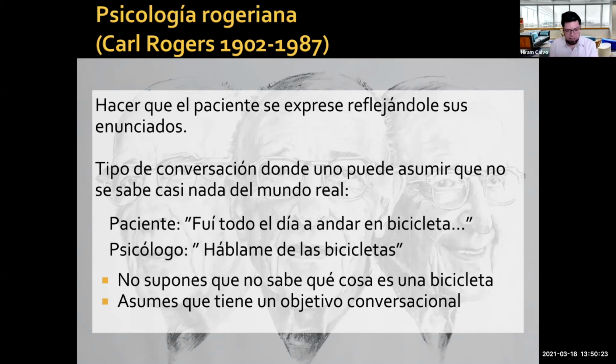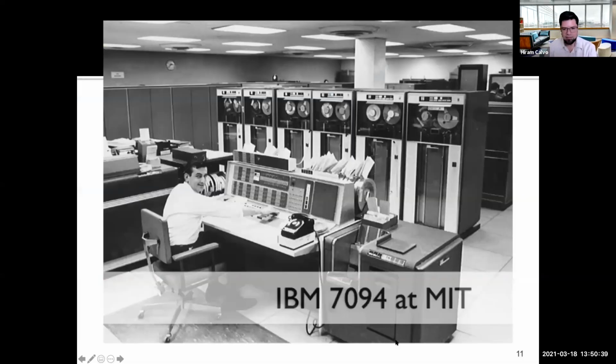So this is assuming that the patient has a conversational objective. So the goal is in the patient, not in this case in Eliza. That's why it works, and it works well. It works nice. Eliza ran on a machine like this. This is an IBM 7094 at MIT, and that man over there is Weizenbaum, the creator of Eliza.